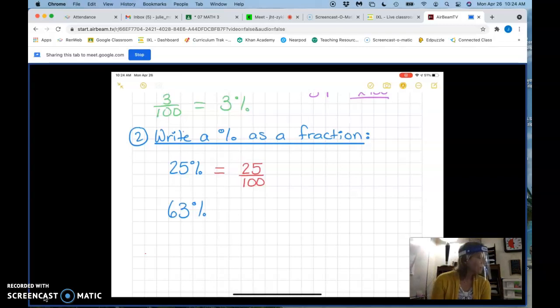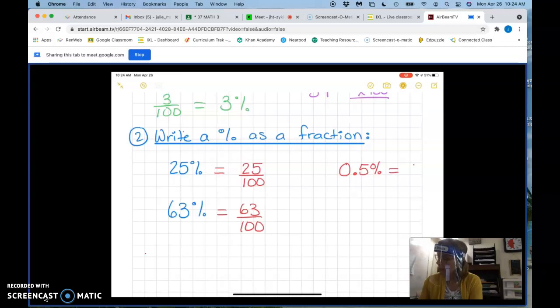Okay? So if we wanted to change 63% into a fraction, what would I write? That's correct. What if you have a decimal? That is a great question. You can still write it over 100. So if I had 0.5%, I could still write 0.5 over 100.